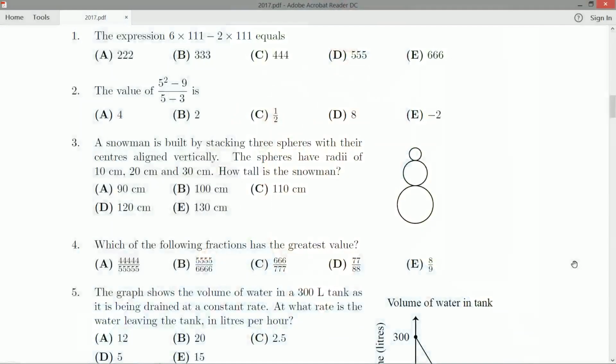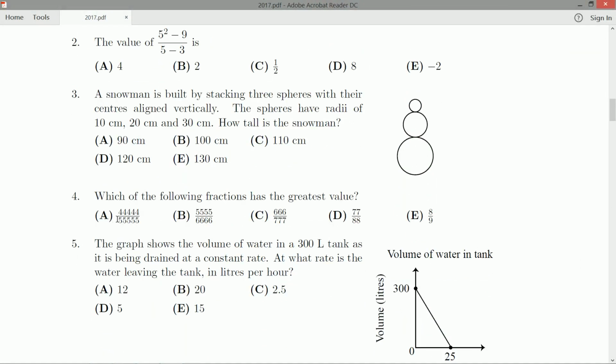We're looking at question number 4 now. Question 4 on the Cayley paper, and let's have a look here. Which of the following fractions has the greatest value? 44444 over 55555, 5555 over 66666, 666 over 777, 77 over 88, or 8 over 9.